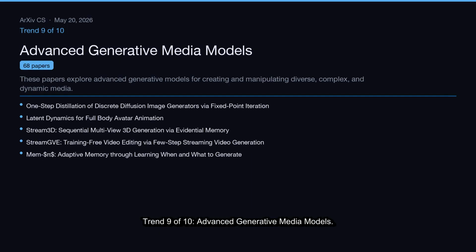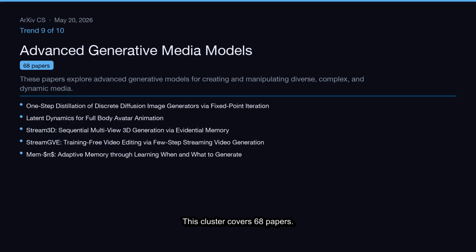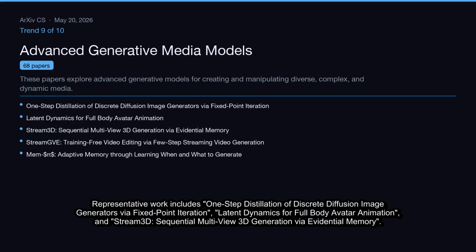Trend 9 of 10, Advanced Generative Media Models. These papers explore advanced generative models for creating and manipulating diverse, complex, and dynamic media. This cluster covers 68 papers. Representative work includes one-step distillation of discrete diffusion image generators via fixed-point iteration, latent dynamics for full-body avatar animation, and Stream 3D, sequential multi-view 3D generation via evidential memory.